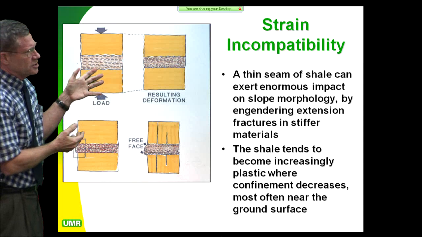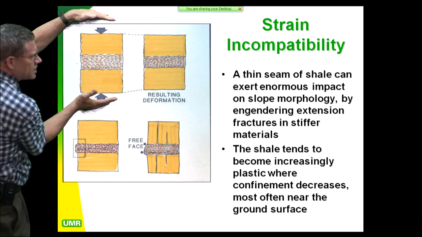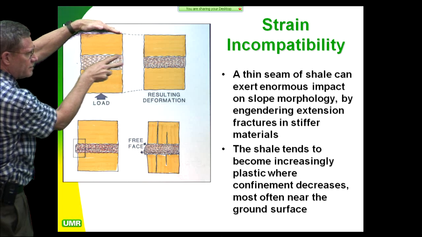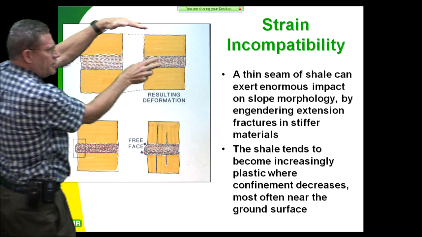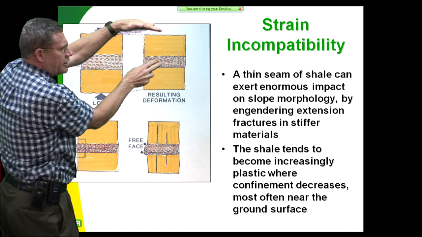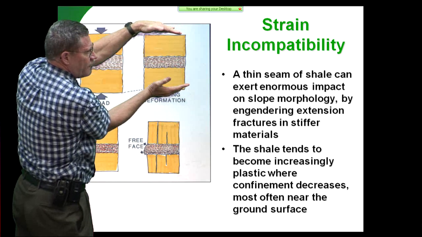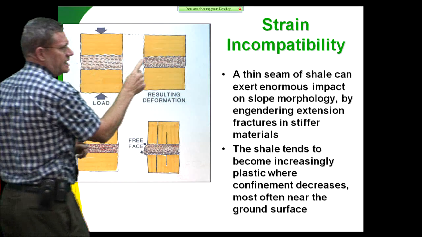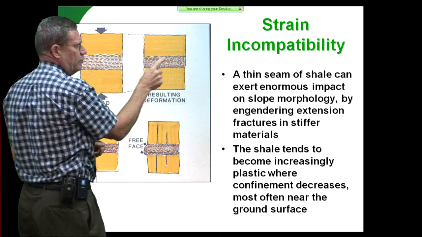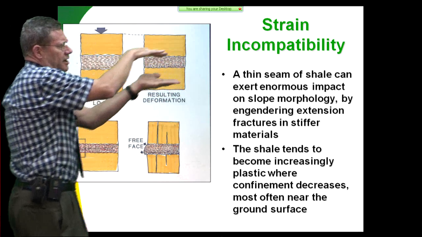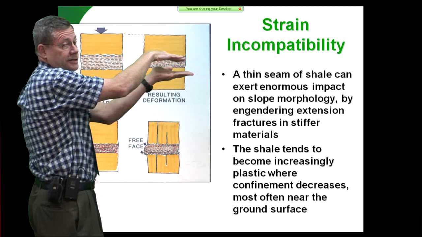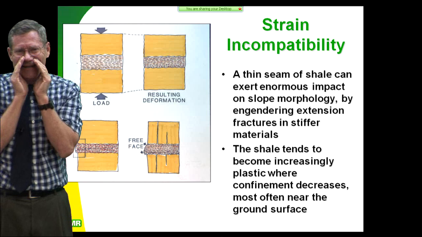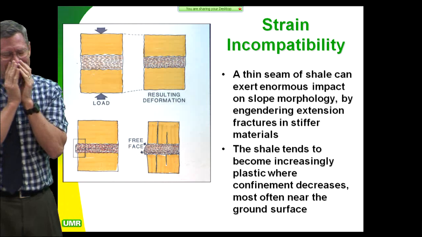Okay, so strain incompatibility. If I load something, I got something stiff here, stiff there, it's like two 2x4s with some toothpaste in between. And where's all the deformation going to occur? It's going to occur in the soft material. So you get deformation, and that's not going to bother anybody. Because as I densify this, I'm going to make this more brittle and make it stronger. But it's also going to have more stored elastic strain energy. And shale has lots of stored elastic strain energy. Lots of it. Okay.